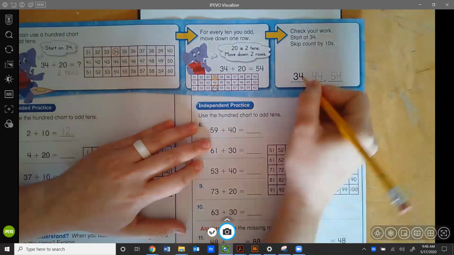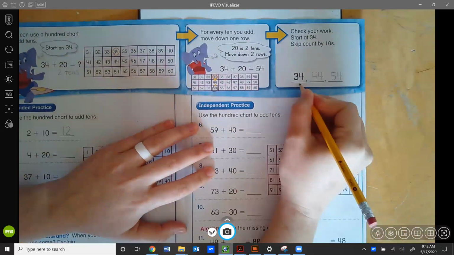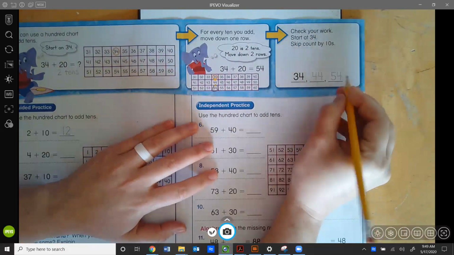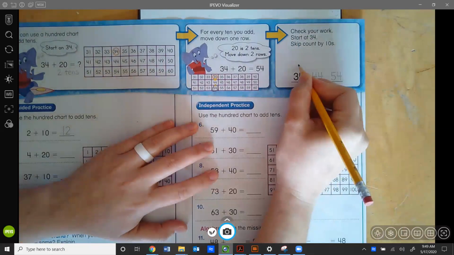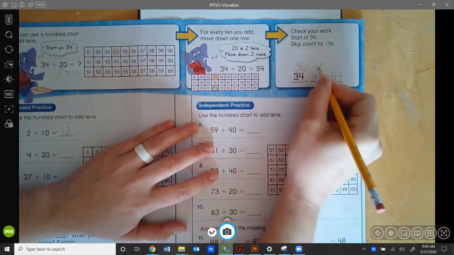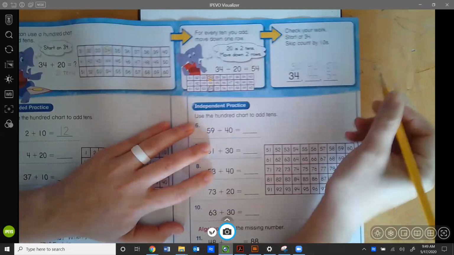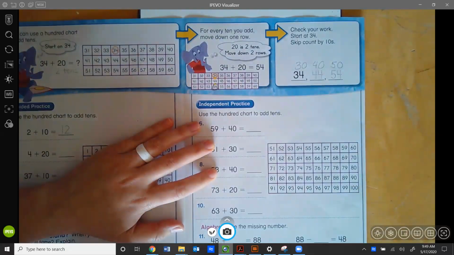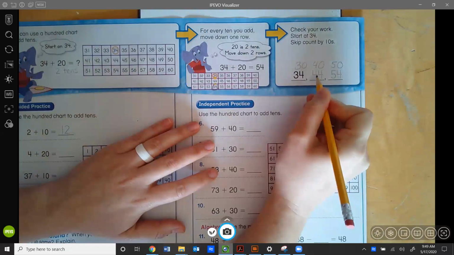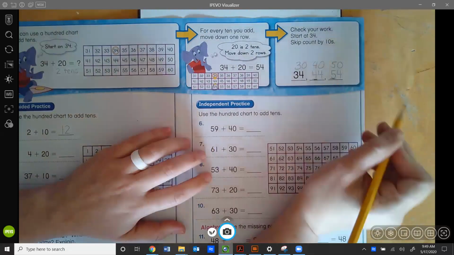And then it also says I can skip count to check my work. 34, 44, 54. And just to make a connection here, let's drop it down to if we were just counting by tens. This could be 30, 40, and 50. So I want you to notice the pattern. Skip counting by tens, it doesn't change. The only number that's changing is that first number, which is the 10, the tens place.